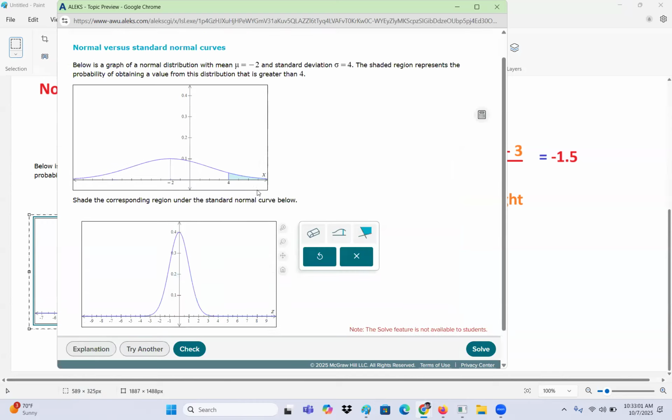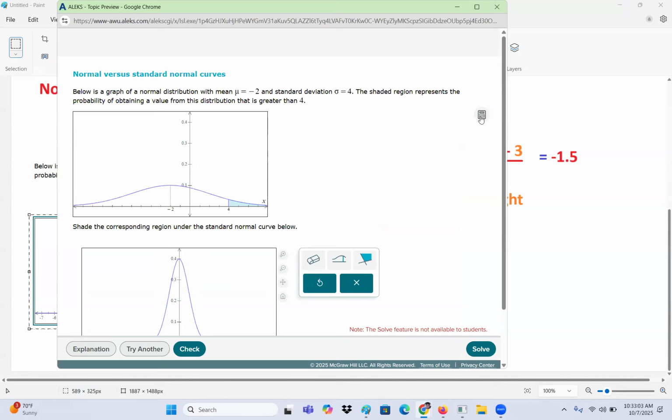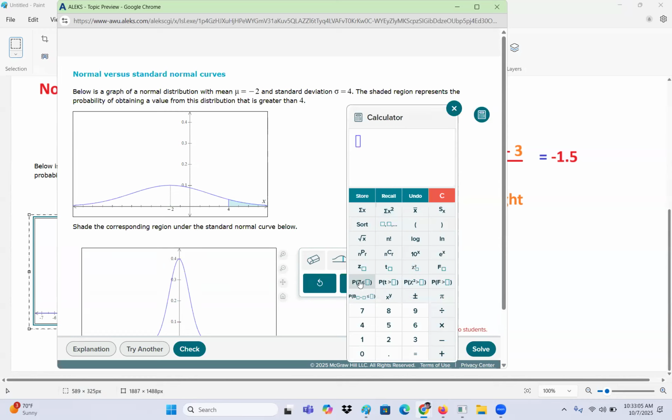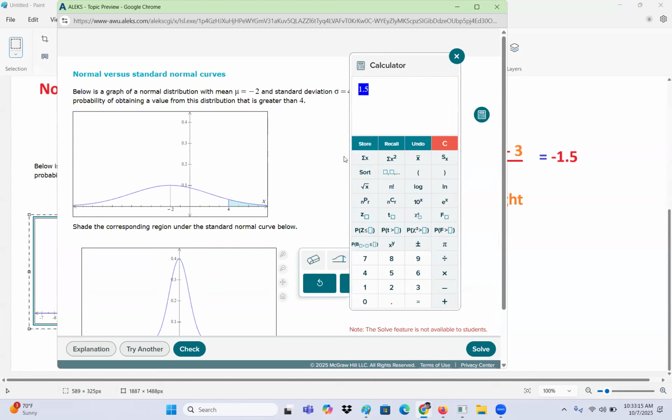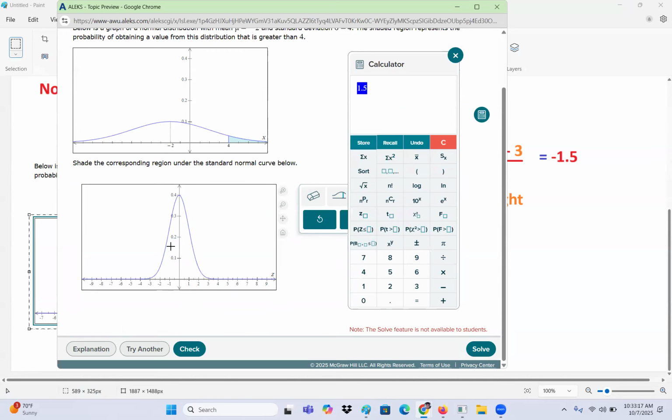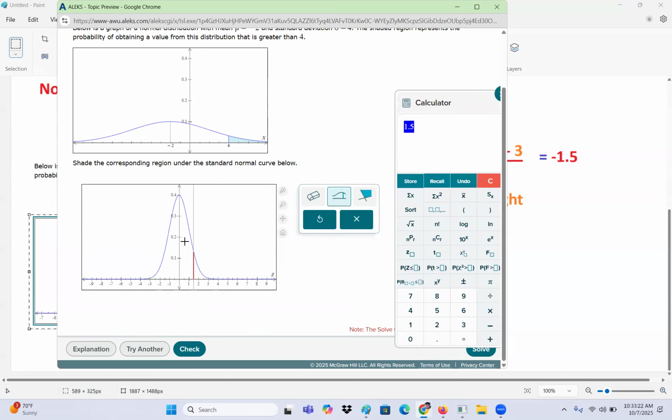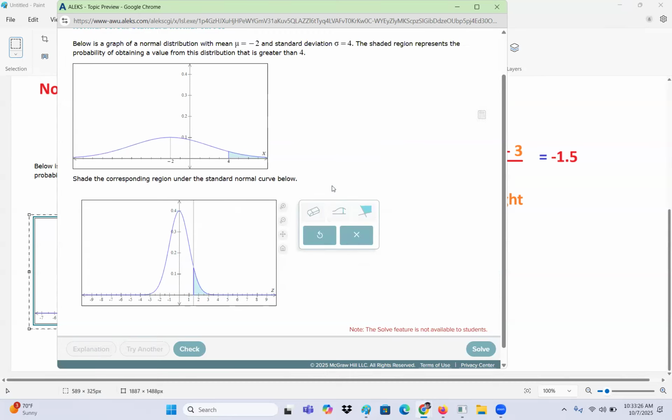Yeah, we play the same game. We're going to divide by 4, minus minus 2 because the mean was -2. The standard deviation is 4. We got 1.5. It's x, and it's greater than 4. I'm going to show you the region on the right. I'm going to check the answers quickly.